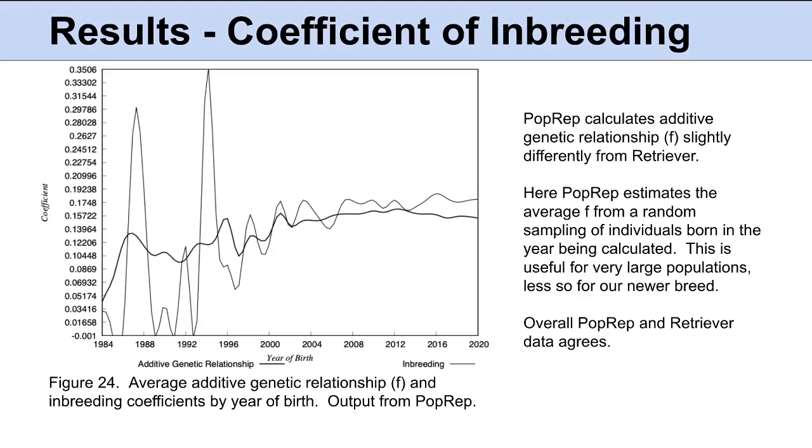And this is because PopRep calculates additive genetic relationship kinship slightly differently. Here, PopRep is taking the average kinship from a random sampling of individuals born in the year being calculated. So this is useful for very, very large populations, but less so for our newer breed, which is smaller. But overall, PopRep and Retriever data agree on the coefficient of inbreeding, and the trends that we see in PopRep in relation to kinship agrees with the Retriever data.